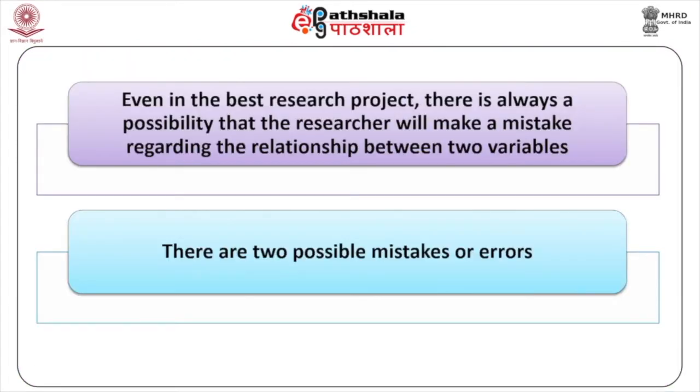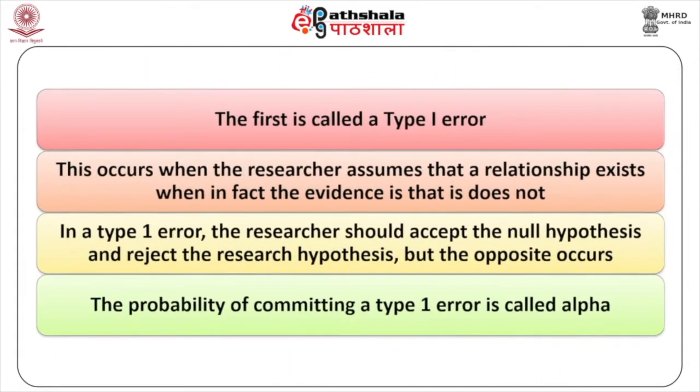Even in the best research projects, there is always a possibility that the researcher will make a mistake regarding the relationship between two variables. There are two possible mistakes or errors. The first one is called the type 1 error. This occurs when the researcher assumes that a relationship exists when in fact the evidence is that it does not.